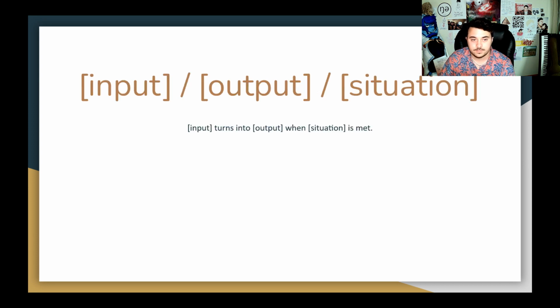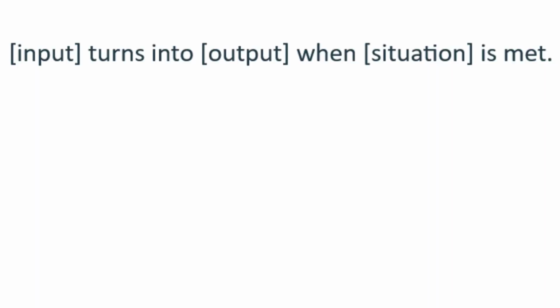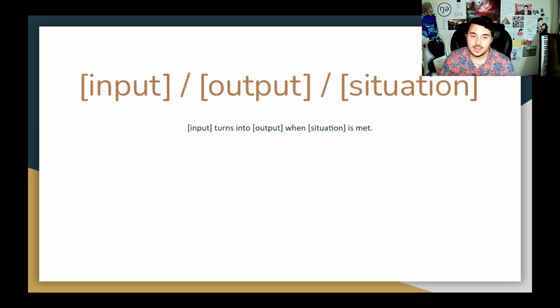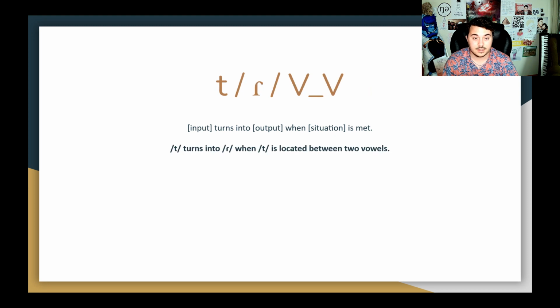So, the basic format is input, output, situation, right? Input turns into the output when a certain situation, a certain context is met. A lot of them use slashes, so I'm going to be using slashes as the default here. Sometimes they put an arrow between input and output. Sometimes it's like input, arrow going over to the right, output, and then situation after a slash. Again, it varies, but this is what I'm going to be using most of the time for this.